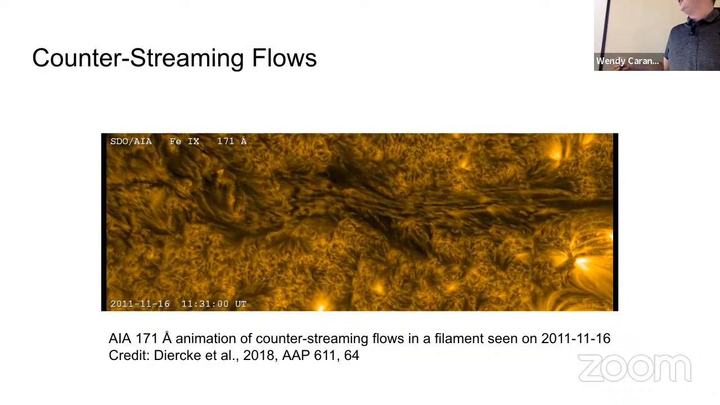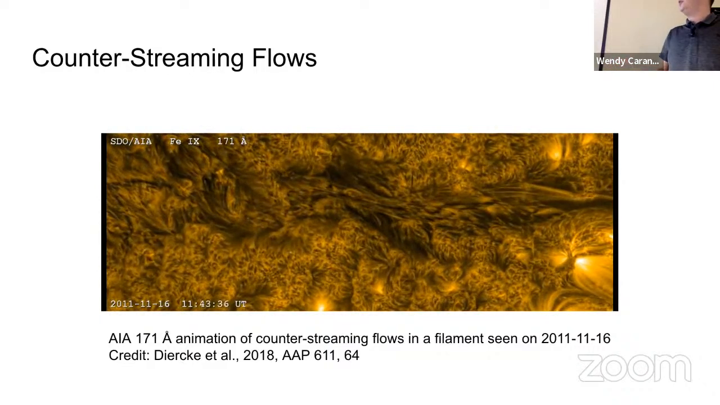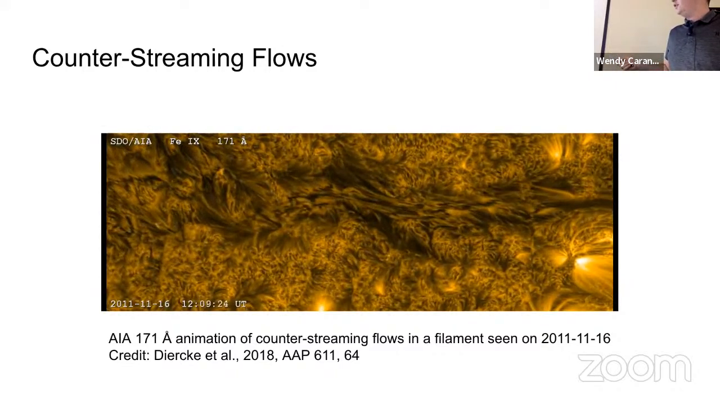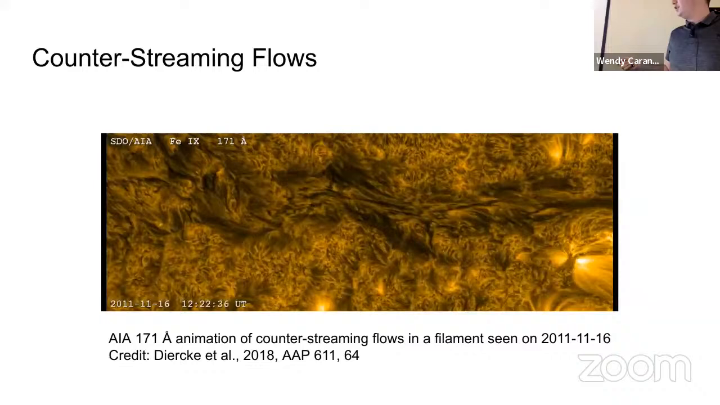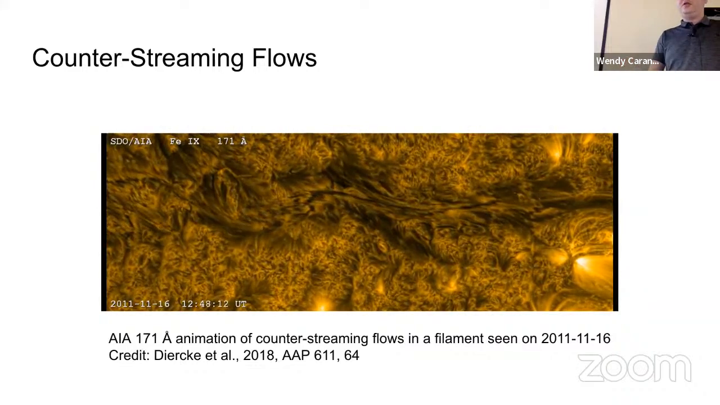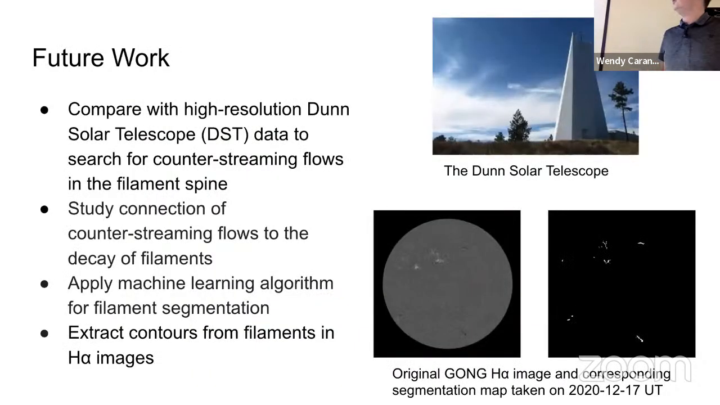These things moving here are counterstreaming flows. It's just plasma moving in the spine of the filament, and it's traveling in opposite directions, like here and here. That's why it's called counterstreaming flows. So for future work, we want to compare our SDO and H-alpha images with high resolution data from something like the Dunn Solar Telescope.